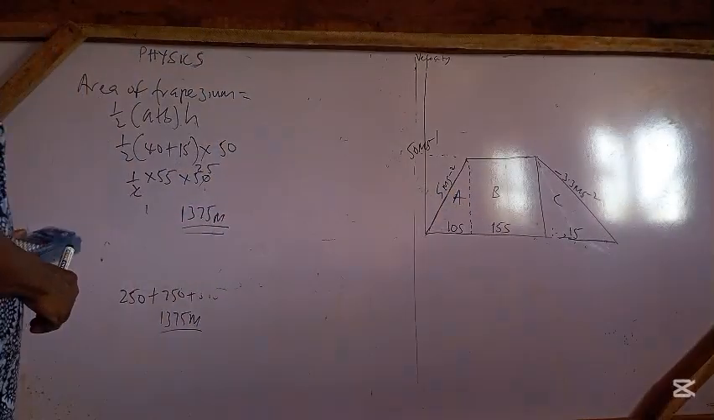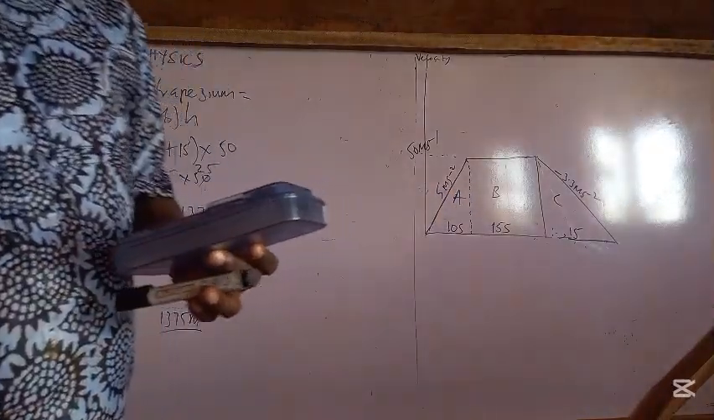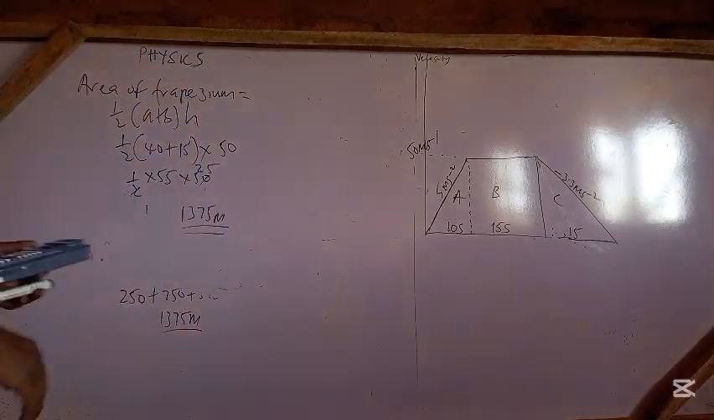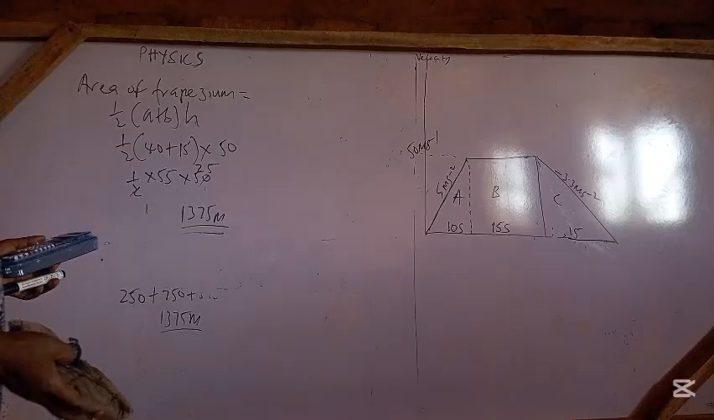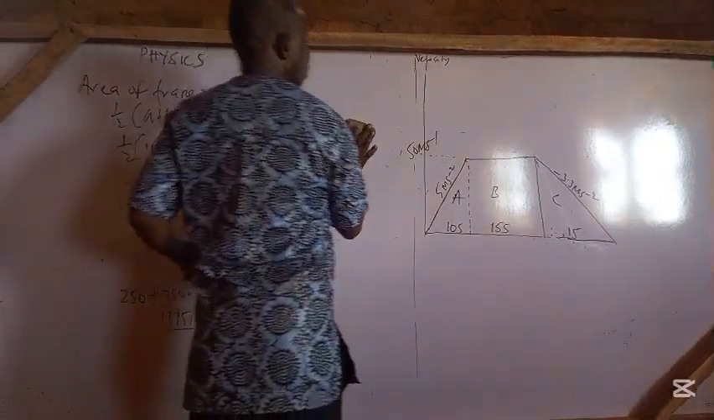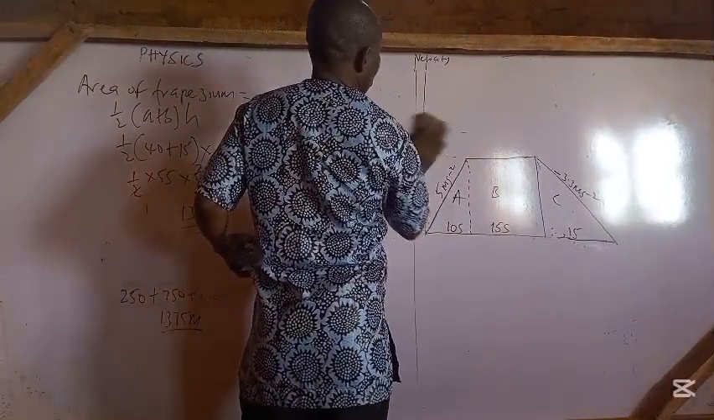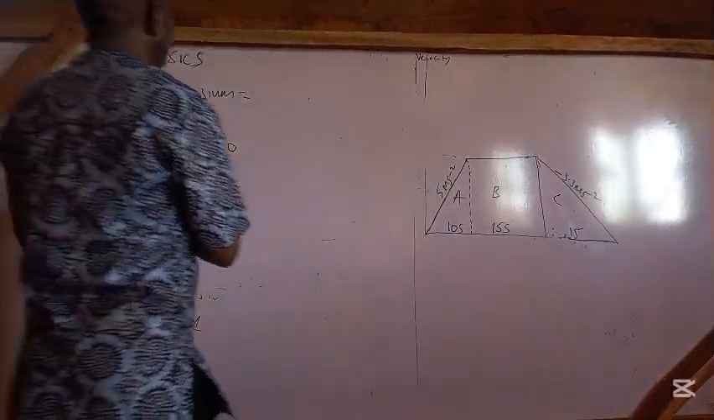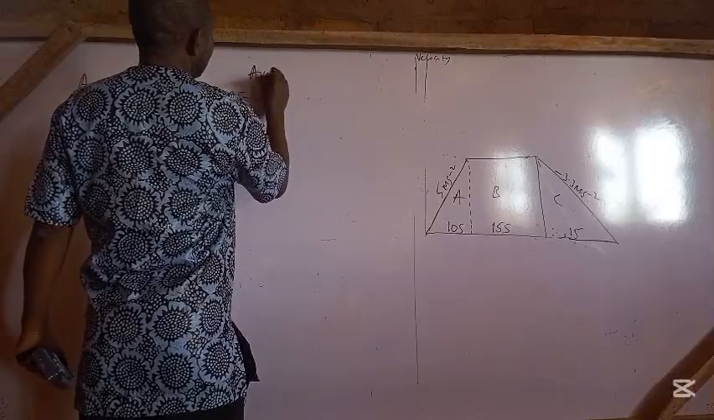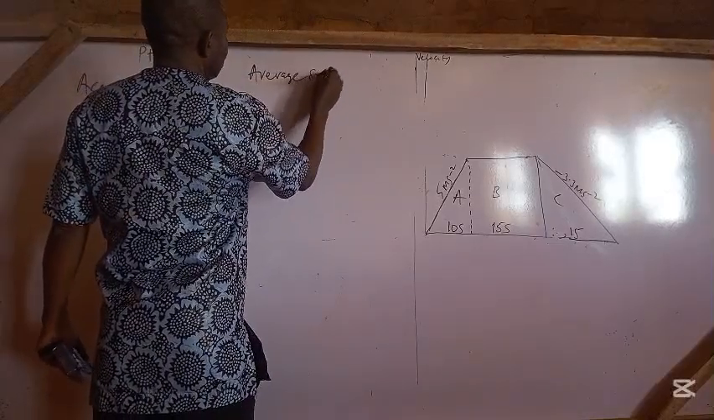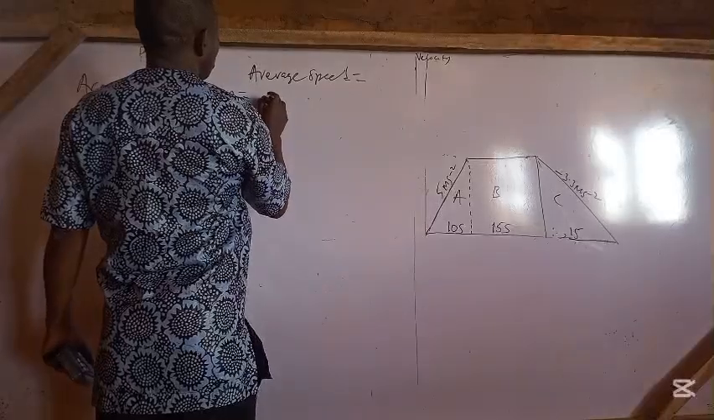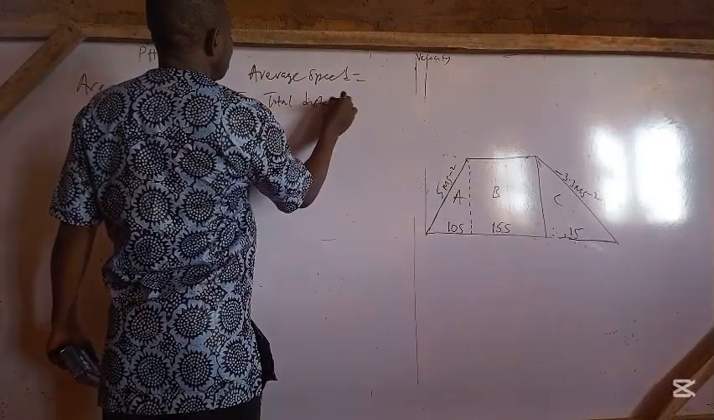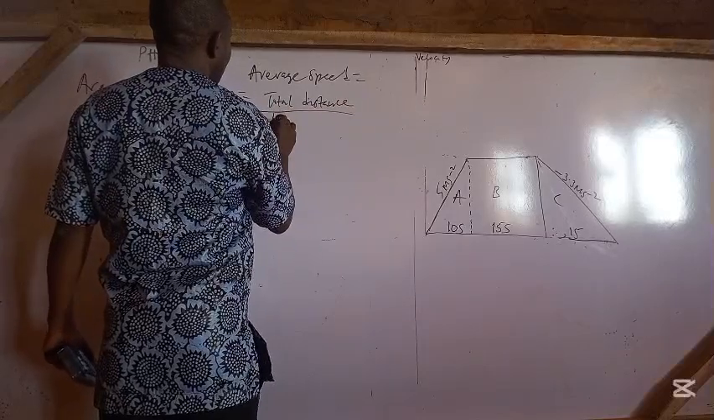The last question is the average speed of the lorry. Average speed of the lorry. You know average speed is equal to total distance over total time.